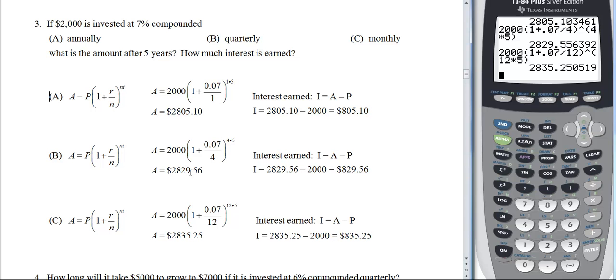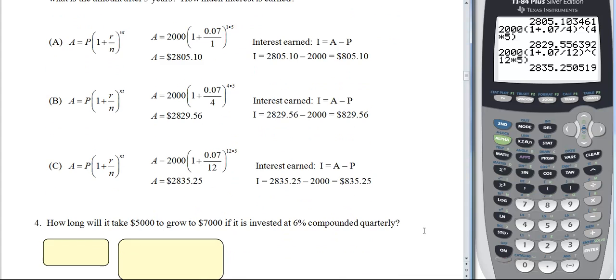So it's just a little less than $6 if we went from quarterly to monthly. The longer it's in there, and the more it's compounded in a year, there is going to be a little bit more money. Now let's look at this next one.